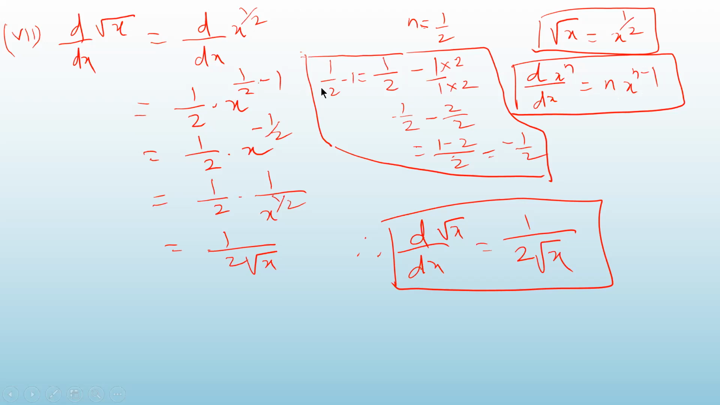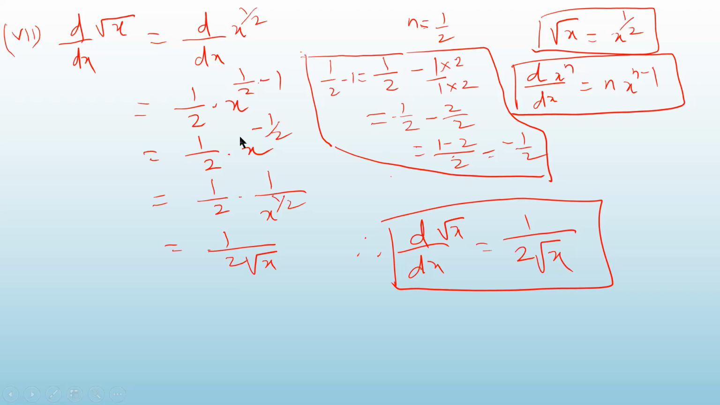Now half minus 1 you can calculate in rough. Whenever you have to add or subtract fractions, the denominators of all the fractions should be the same. Here the denominator is 2, and for this 1, the denominator is 1. So we have to make it 2. We multiply by 2 in numerator as well as in the denominator, so it becomes 2 by 2. Now it is 1 by 2 minus 2 by 2, which gives 1 minus 2 upon 2. It is minus half. So we get x raised to power minus half.